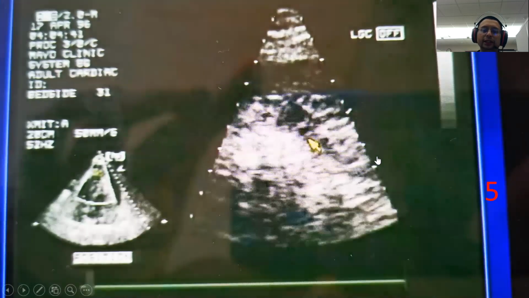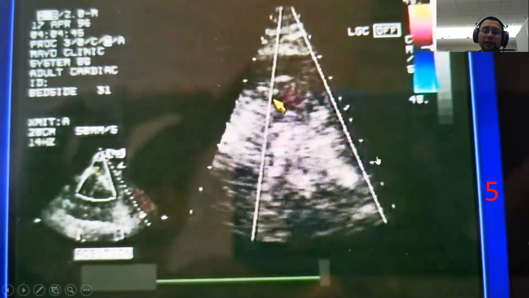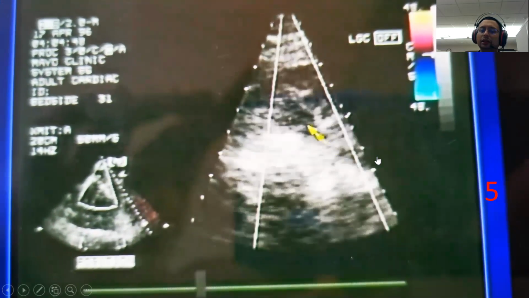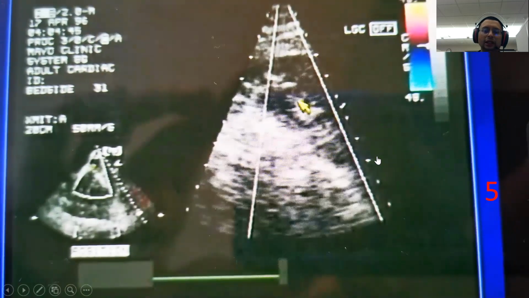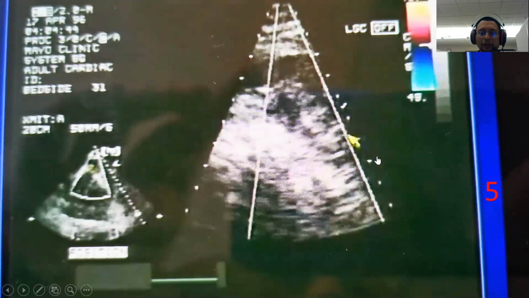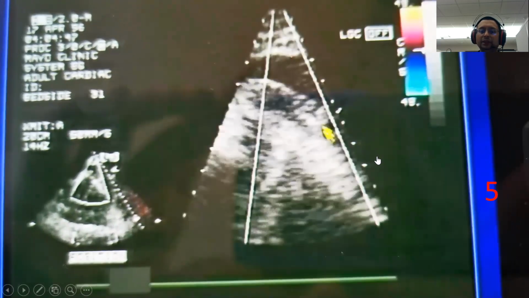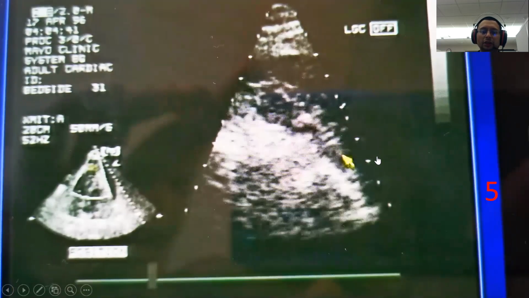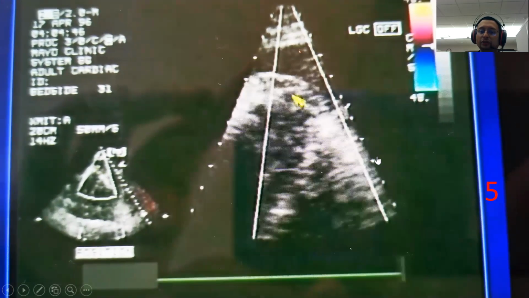So let's say I tell you that this patient had an episode of myocardial infarction. Okay, the patient collapses and you see this kind of echocardiogram. So what is your diagnosis? The LV aneurysm. Okay. Rupture. Yes. What kind of rupture? So this is a free wall rupture.